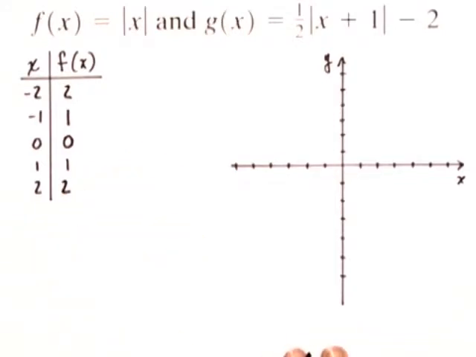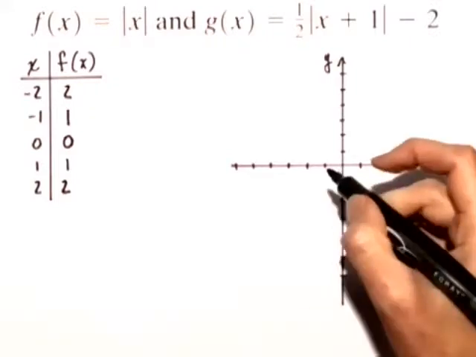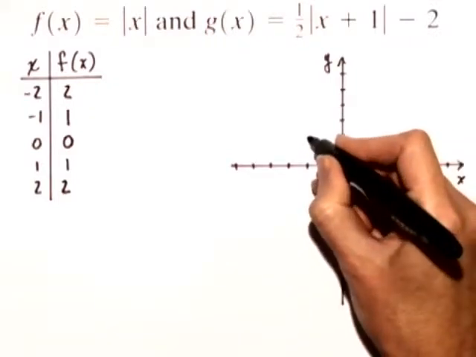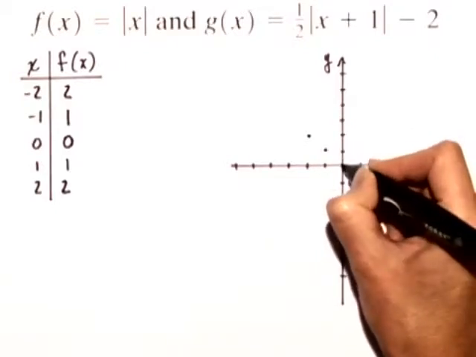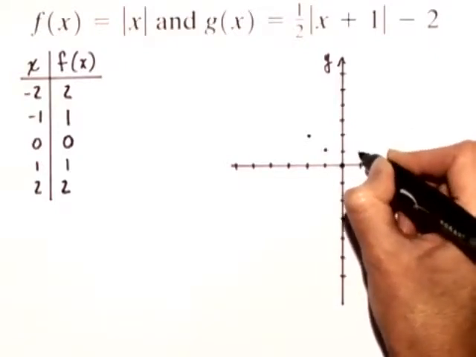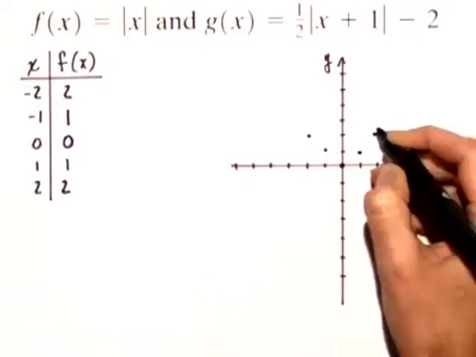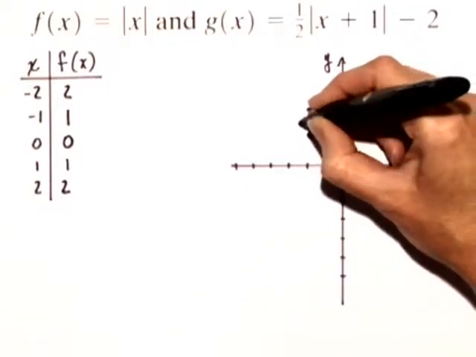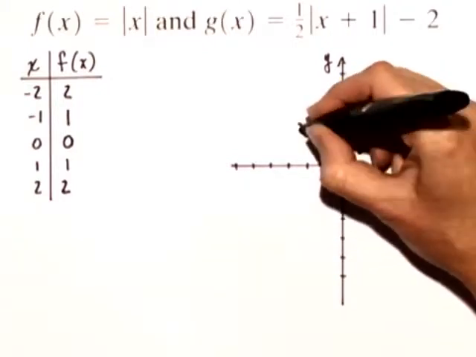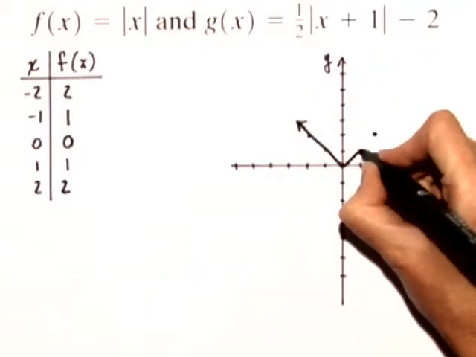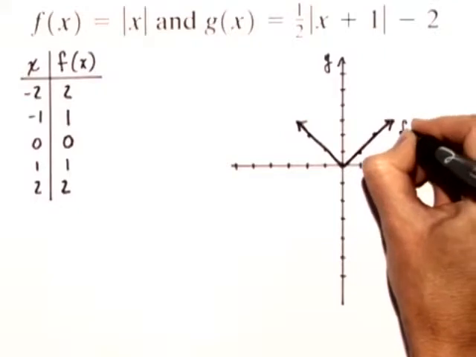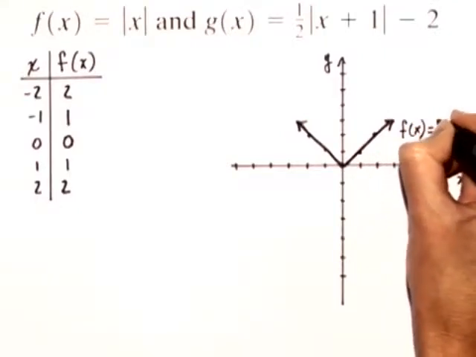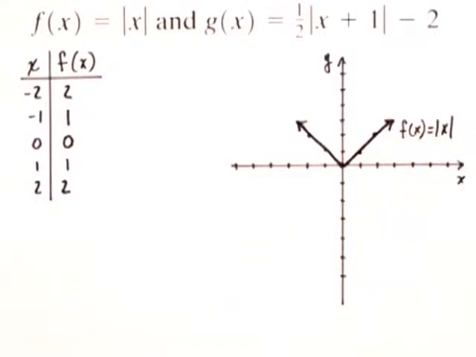Now I'm going to graph this first function in black. So let's plot these points: -2, 2; -1, 1; 0, 0; 1, 1; and 2, 2. And we can see that it is in the shape of a V. So this is the graph of f of x equals the absolute value of x.